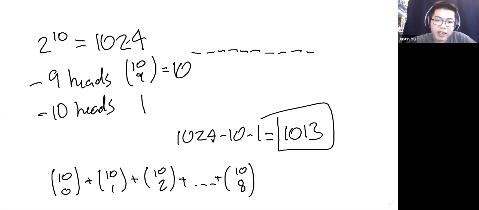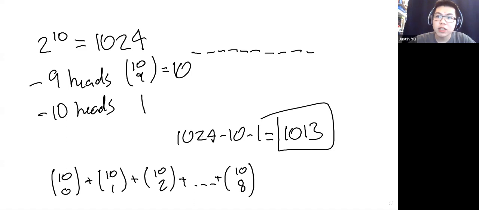All right, what we did here again is we counted the total, and then we subtracted out the bad cases. The cases are 0 heads, 1 head, 2 heads, up through 10 heads. But the ones that don't fit the question are 9 heads and 10 heads. So we just count those, and those are just binomials, and we subtract them out.